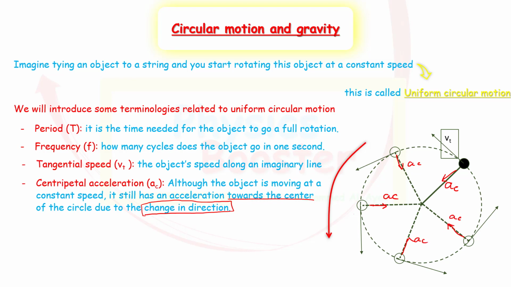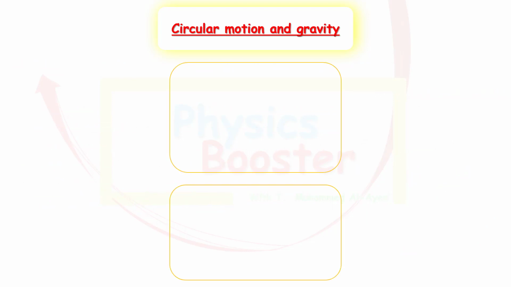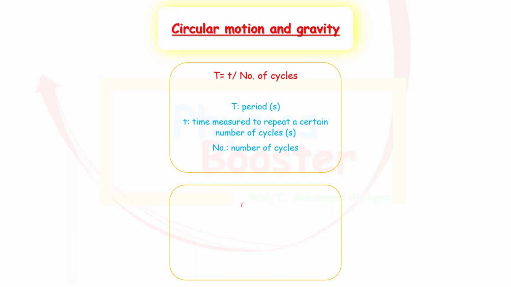So we now understand the main terminologies. So let's talk about the first terminology, which we already introduced, which is time period. Time period is actually straightforward. If I want to know the time period for an object that is rotating, I can simply say that it is the time measured divided by the number of cycles that the object finished. So for example, if an object went 5 cycles in 10 seconds, I can simply say that the time period is 2 seconds for each cycle. The time period is measured in seconds. It's equal to the time measured to repeat a certain number of cycles divided by the number of cycles.